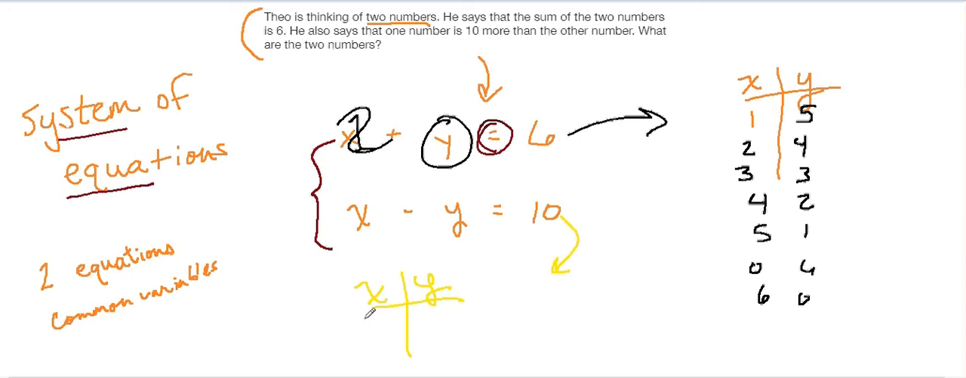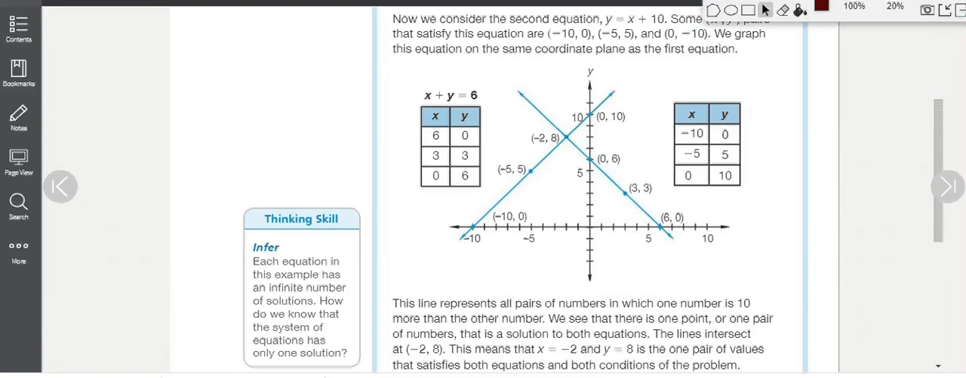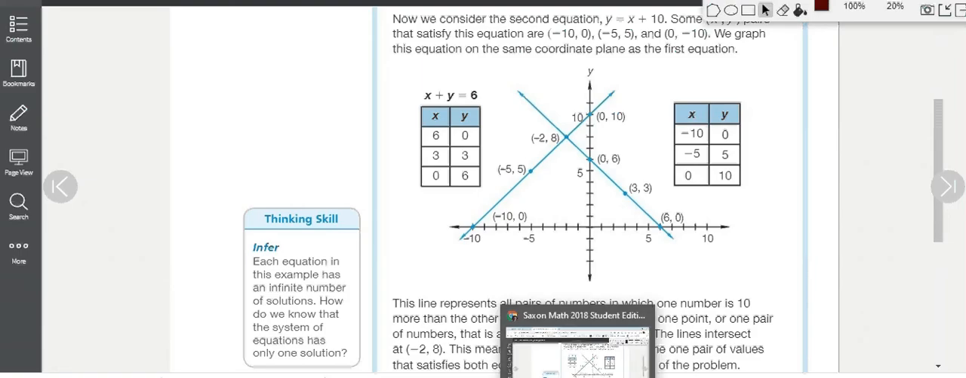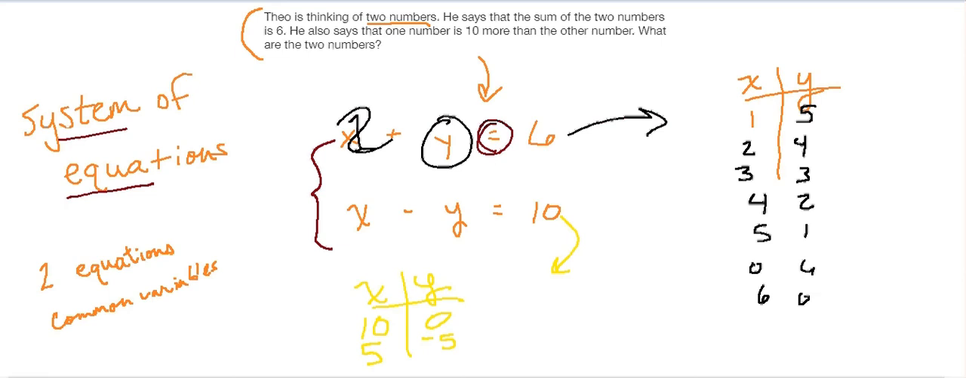X minus y. So if x were 10, y would be 0. If x were 5, negative 5. Man, this is kind of weird, but let's just do that. I don't love these numbers, but they're technically right. You definitely got some negatives in there because he said one number is 10 more than the other, but they only add up to 6. So one of the numbers is definitely a negative.